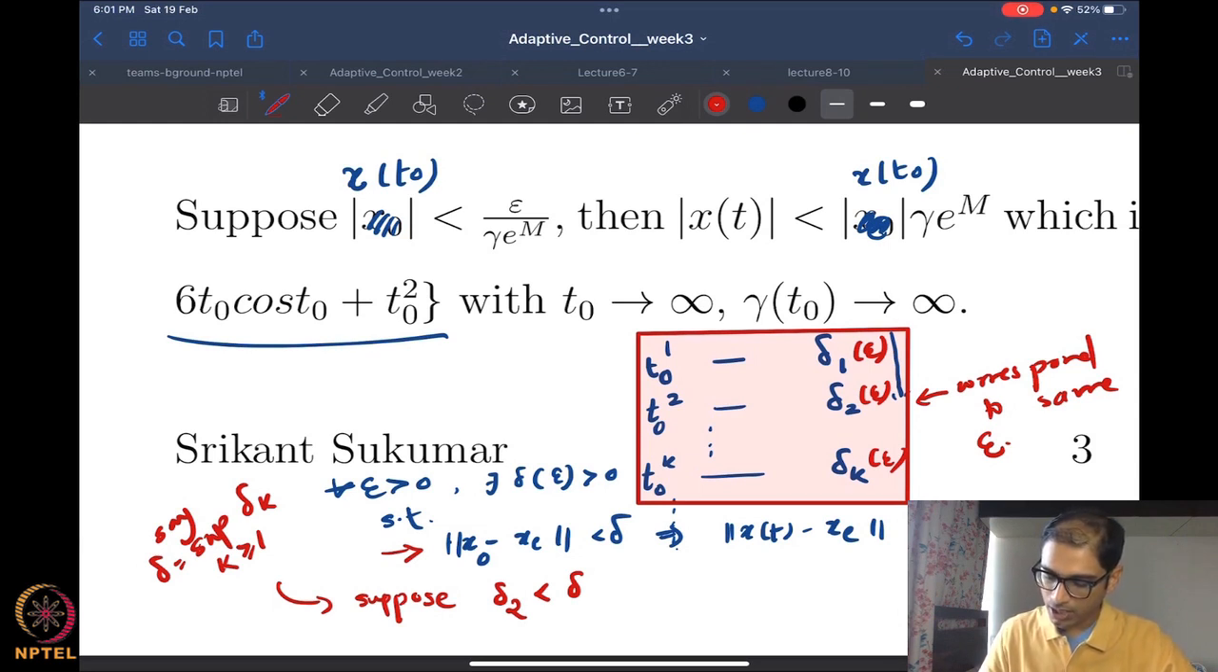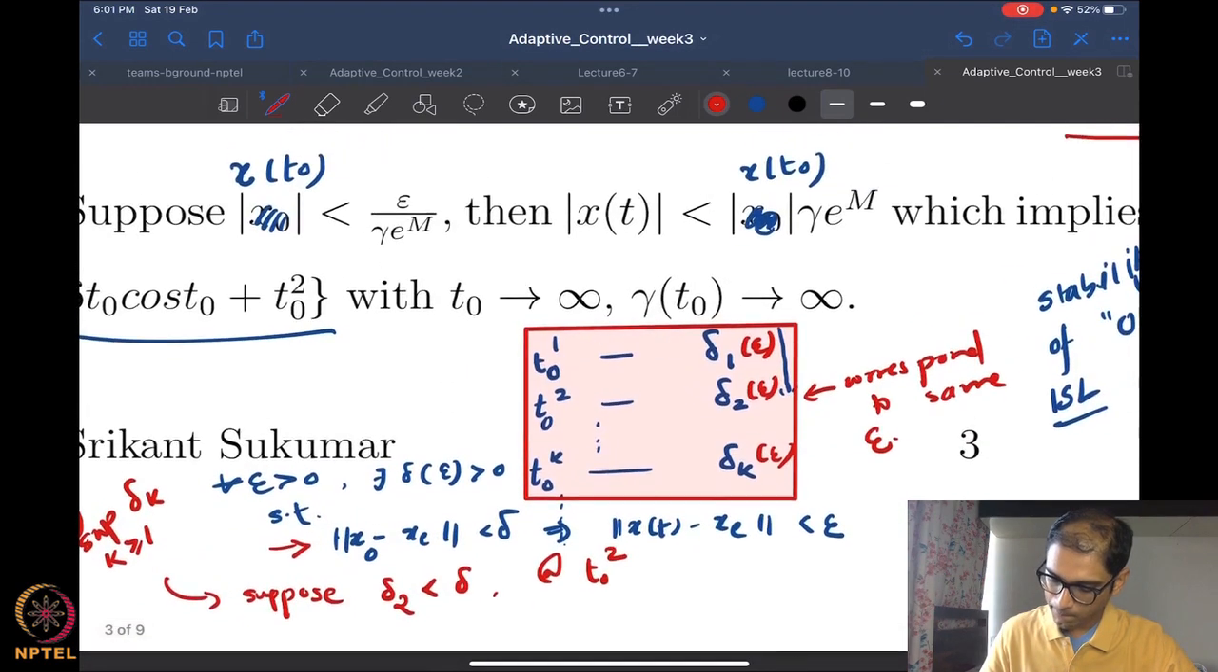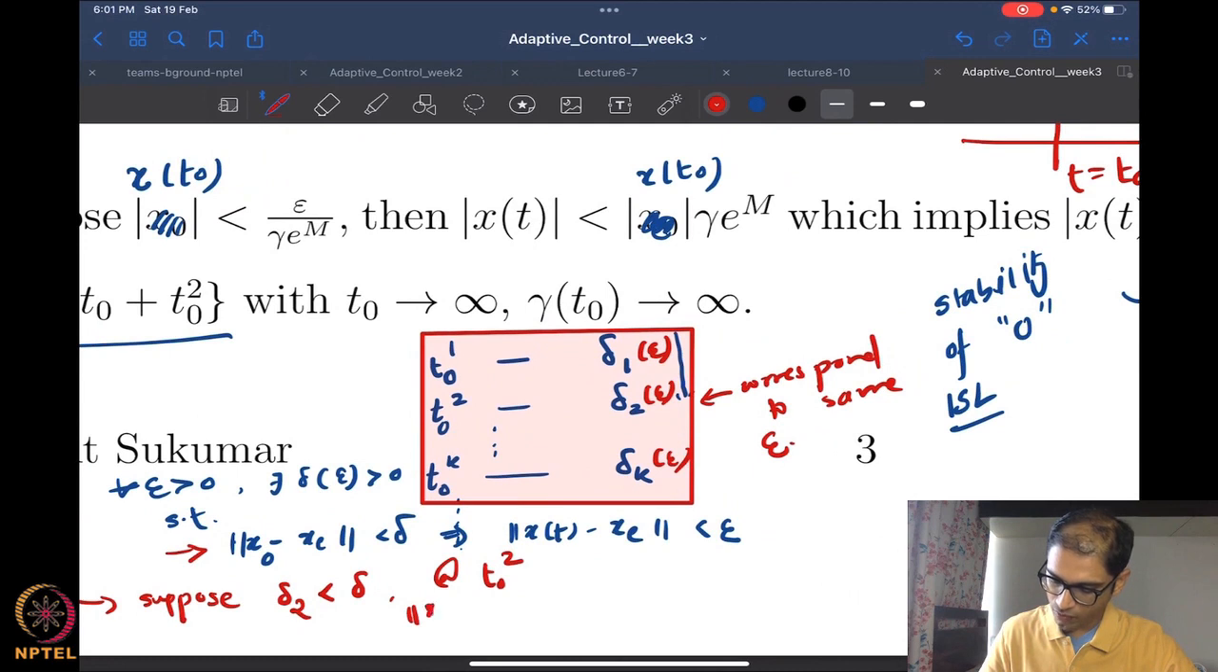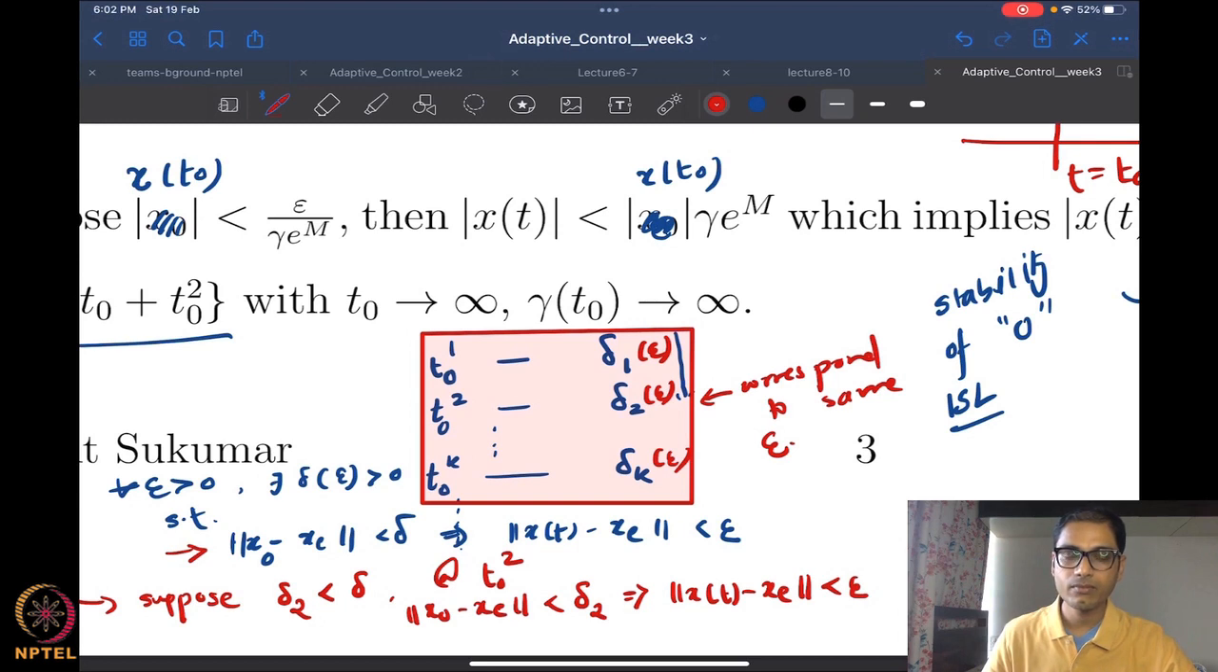Then what happens? What I know for sure is, if I choose T0 2 as my initial time, then norm of x0 minus xe less than delta 2 implies norm of xt minus xe less than epsilon. I know this.